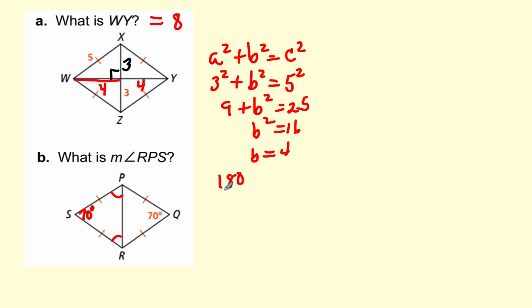So I'm going to take 180, subtract 70, and that's 110. And I know I'm going to split these up equally, so that will be 55 and 55. So the answer is 55. So I'm using the ideas that I know about a rhombus.